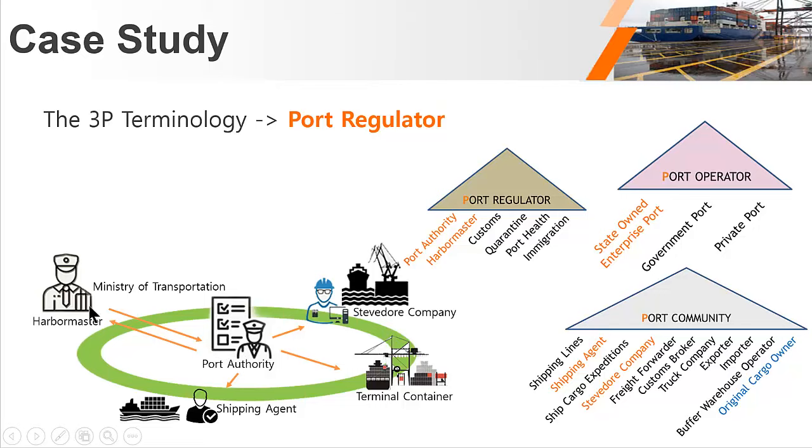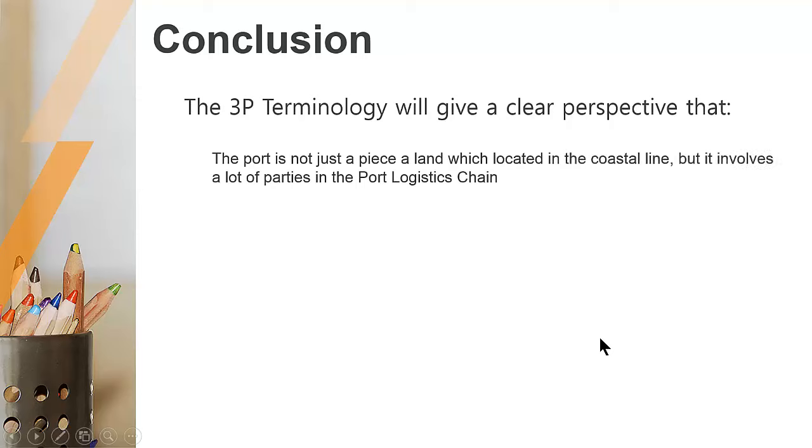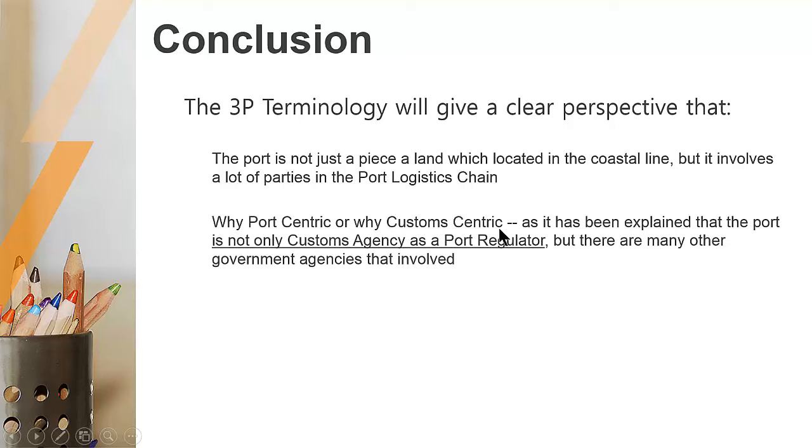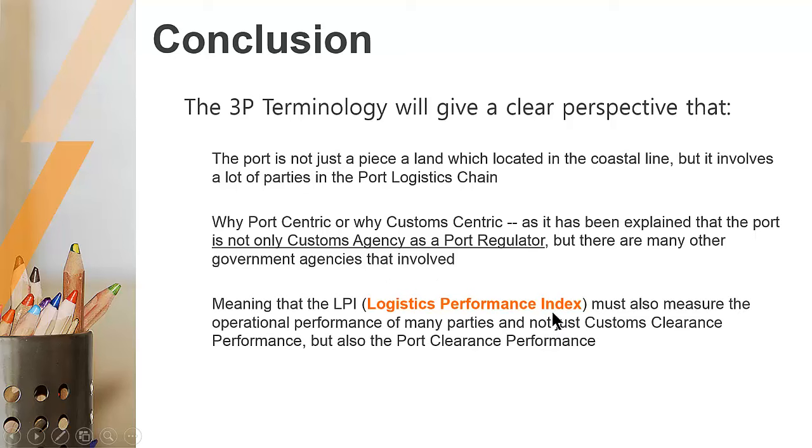And we will end with the conclusion as follows. The port is not just a piece of land located on the coastal line, but it involves a lot of parties in the port logistics chain. Why port-centric, or why customs-centric? As has been explained, the port is not only the customs agency as a port regulator, but there are many other government agencies involved. Meaning that the LPI, Logistics Performance Index, must also measure the operational performance of many parties, not just customs clearance performance, but also port clearance performance.